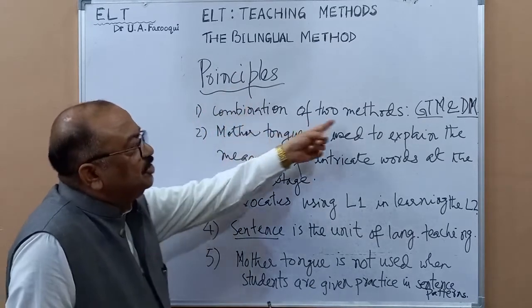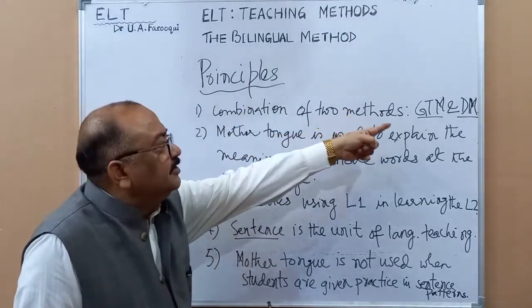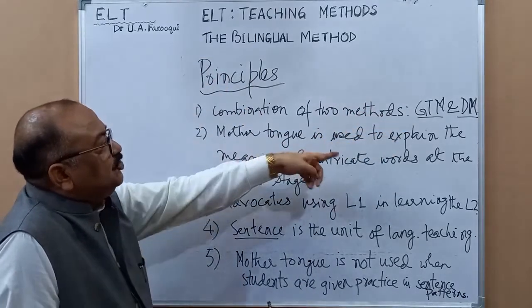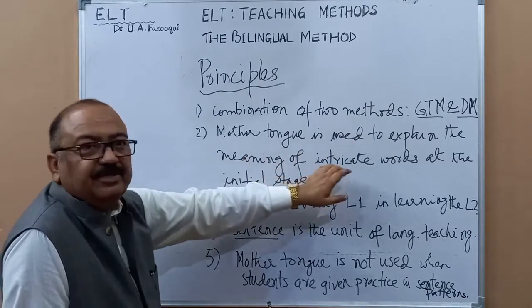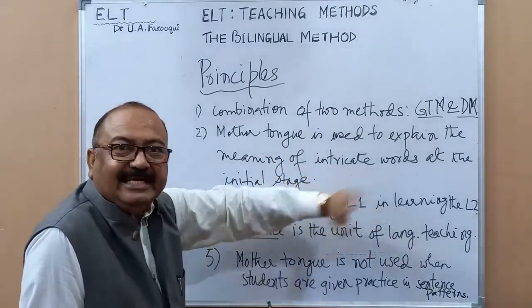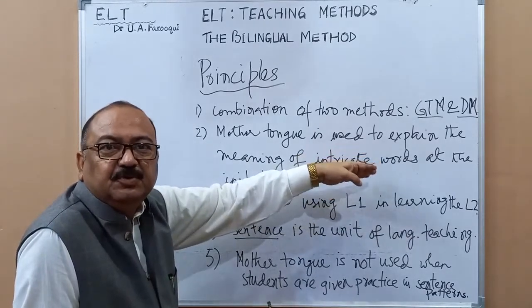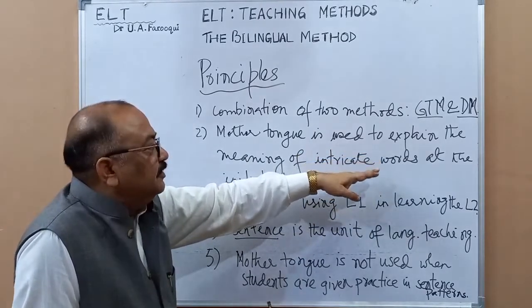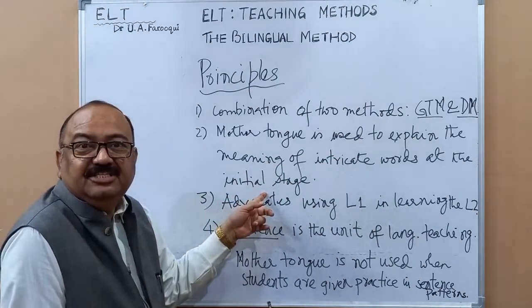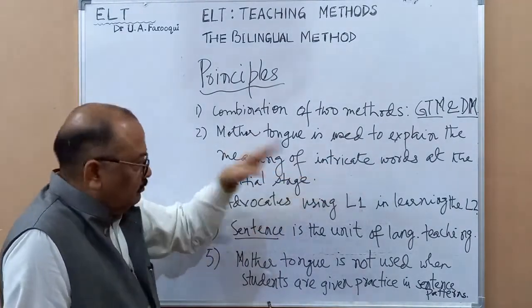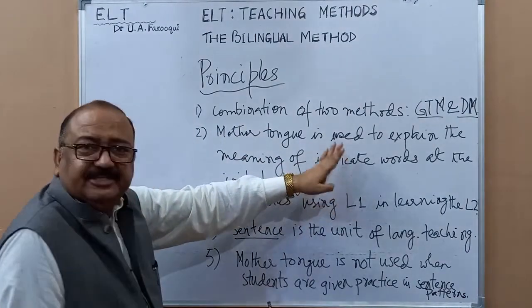Bilingual method is a combination of two methods: grammar translation method and the direct method. Mother tongue is used to explain the meaning of intricate words, difficult words. Entire sentences are not given the mother tongue equivalents, and that too at the initial stage. Once the students have reached the advanced level, mother tongue is not used.